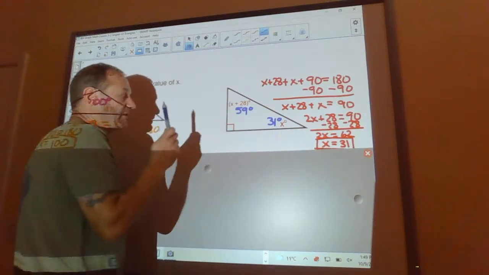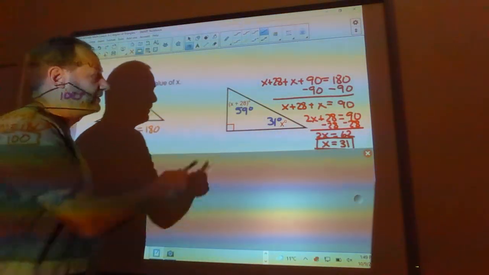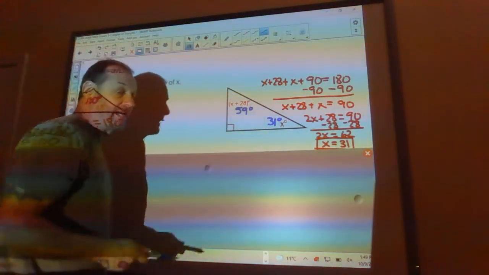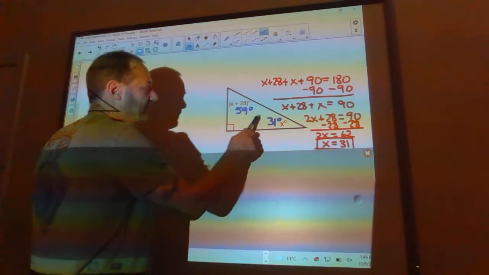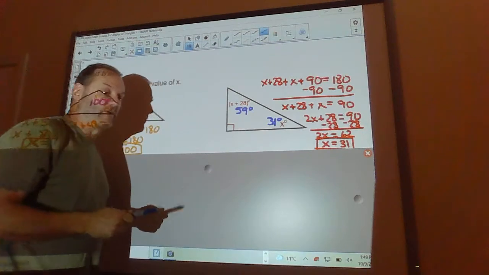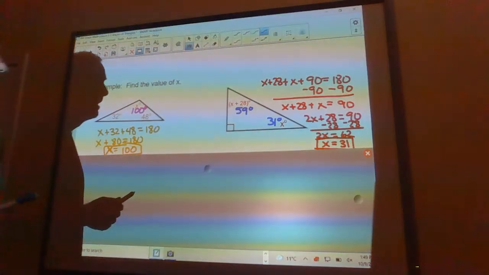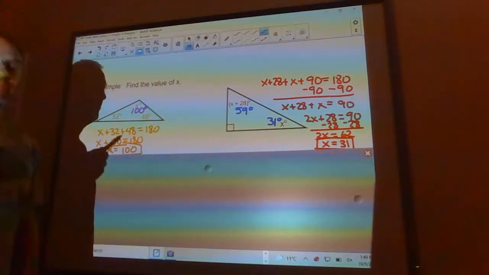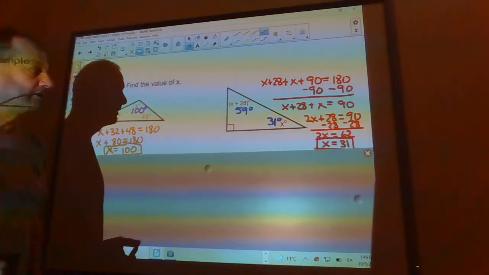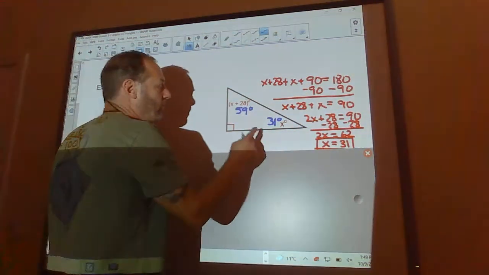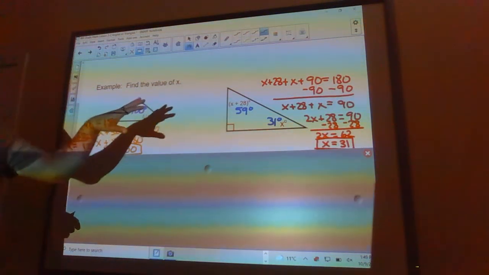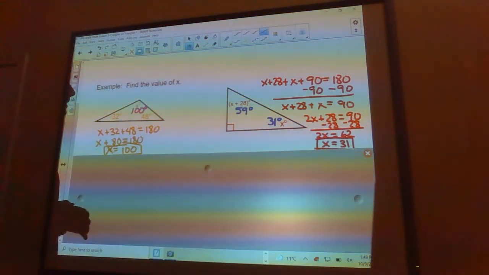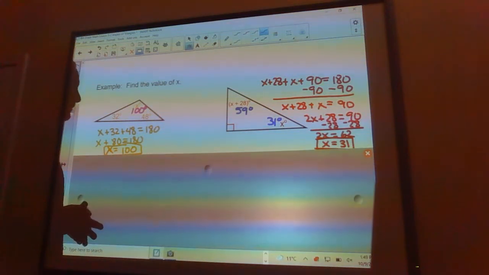I always like to, here's the other thing. When I have a figure that I have to put angles in and calculate angles, I always like people to put the angle measures in the angles, okay? Because if we have a real complicated figure, finding one angle might give you another angle, and if you put it in the picture, it makes it much easier to figure out.